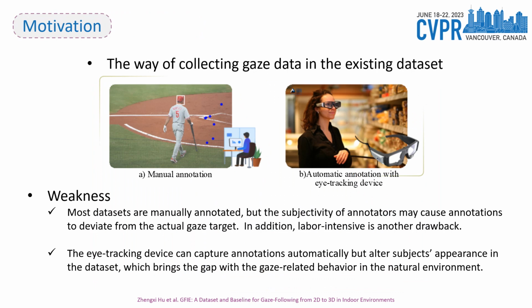First, we state the motivation for this study. We conducted a survey of datasets used for gaze following and found defects in the way they collect gaze point labels. Most datasets are manually annotated, but the subjectivity of annotators may cause annotations to deviate from the actual gaze target. In addition, labor-intensive is another drawback. The eye-tracking device can capture annotations automatically, but alters the subject's appearance in the dataset. It may widen the gap with the gaze-related behavior in the natural environment.